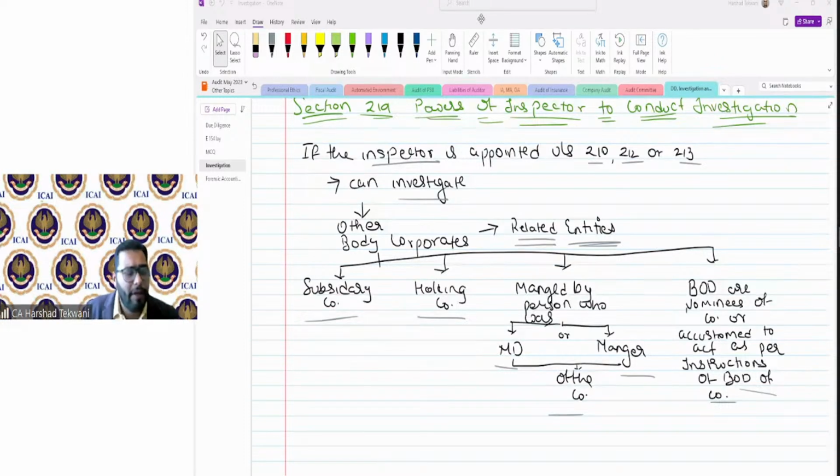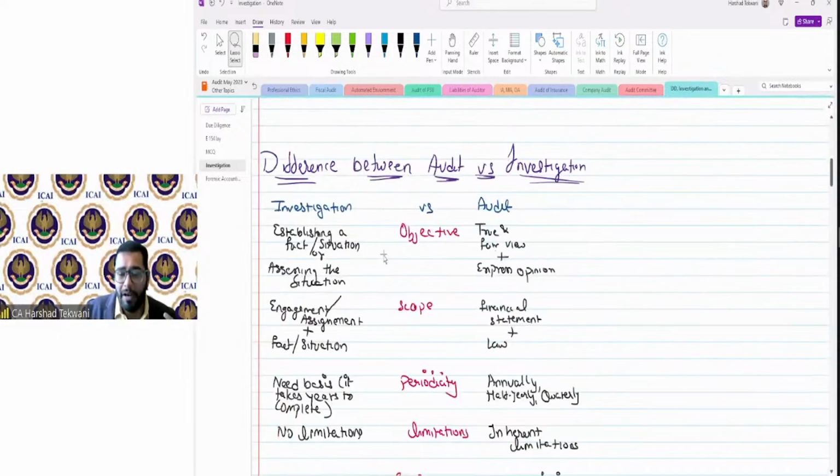So I have prepared a quick summary with respect to the difference between audit and investigation. The objective of an investigation is basically fact finding, or assessing the situation. But when it comes to audit, it is a true and fair view, or the expression of an opinion.